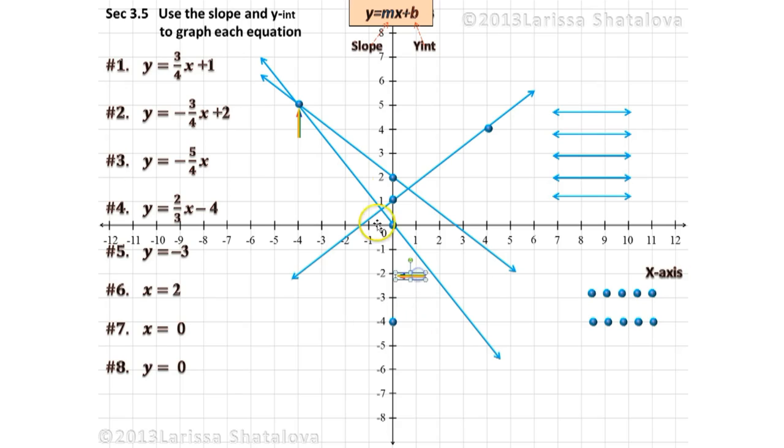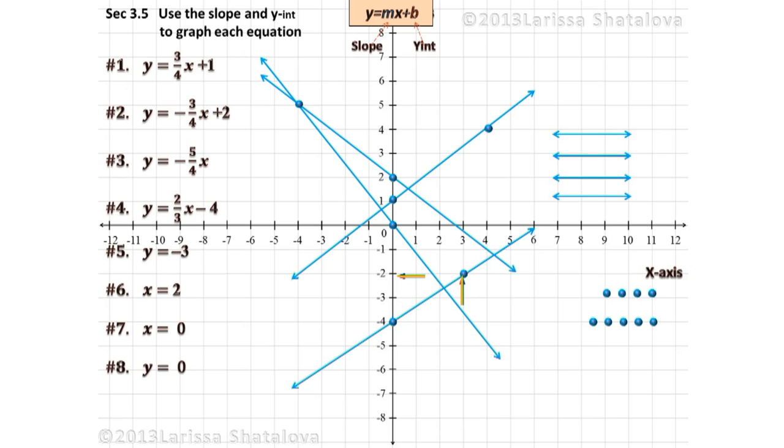1, 2, and 1, 2, positive 3. Here we are. Location for the second point. Now we can graph. Here, first point, second point, and let's extend. Okay, nice.